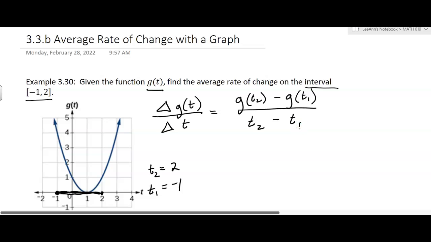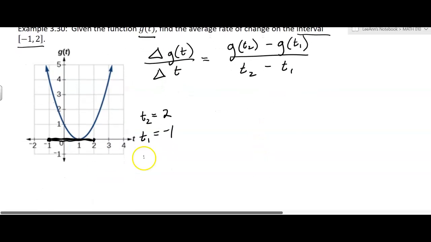Now, what is g of t sub 2? Or g of 2, I guess I should say. What's g of 2? That's t sub 2. So you have to read it off the graph. The output is 1. Okay? Now, what's g of -1? Well, you go to -1, you read up, it looks like it's 4.